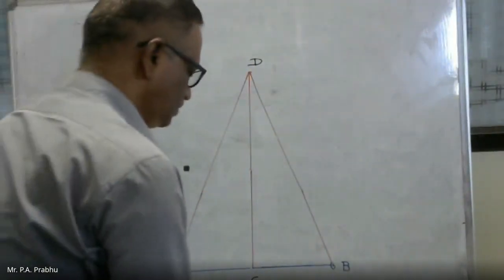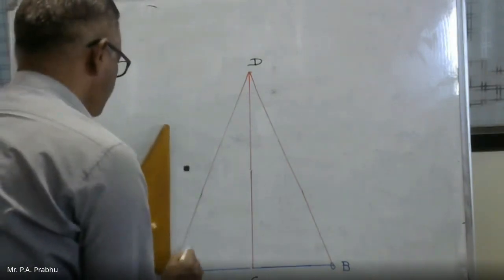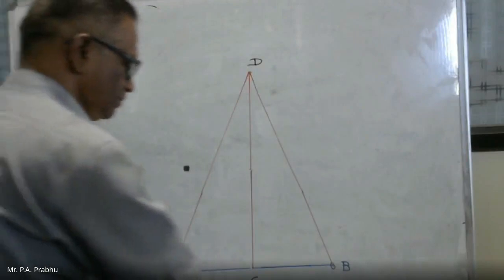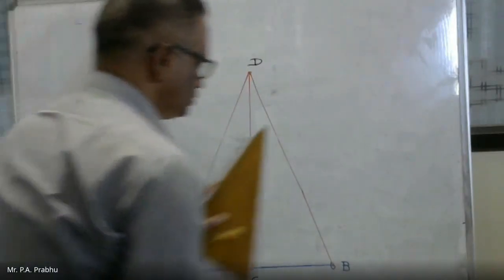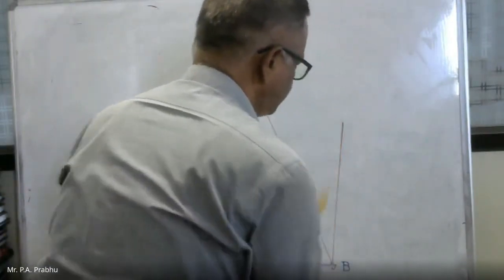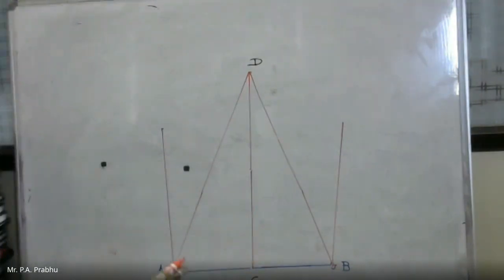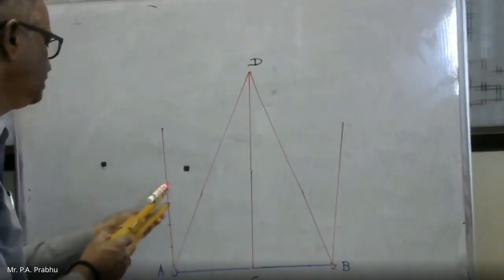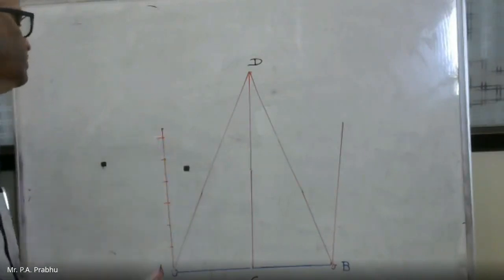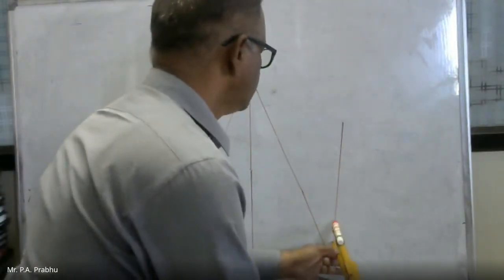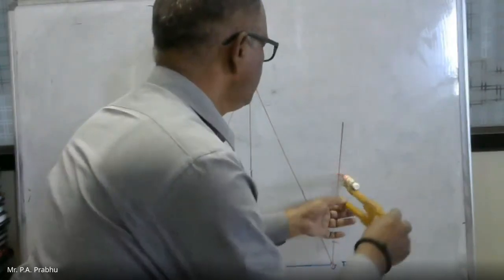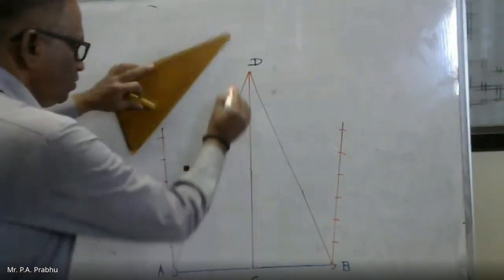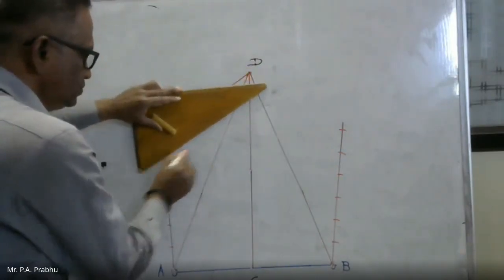So again, use the graphical method. Again, through point A, draw an inclined line. Through point B, again draw an inclined line. I have to divide this into 6 equal parts, okay? Then mark 6 equal parts: 1, 2, 3, 4, 5, 6. 1, 2, 3, 4, 5, 6. Join the end point of both these lines and join the line parallel to the first one.